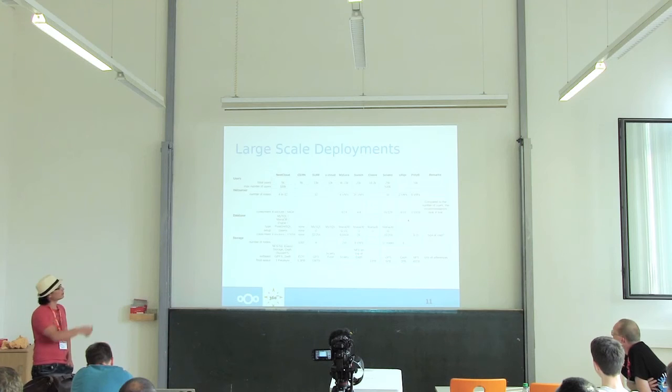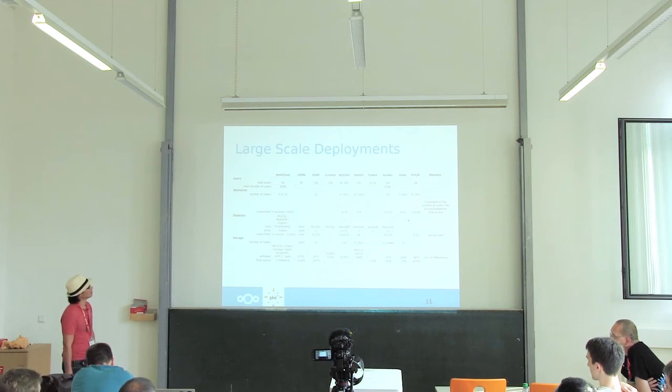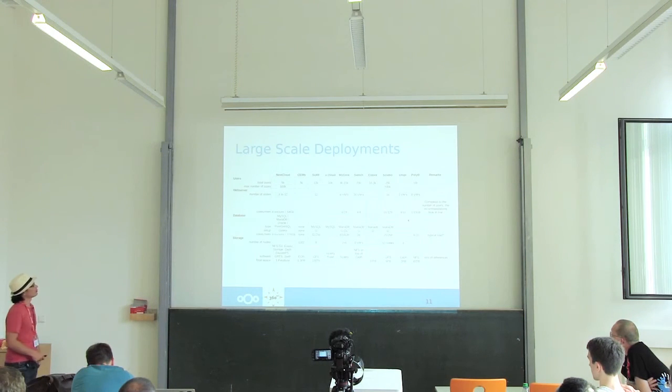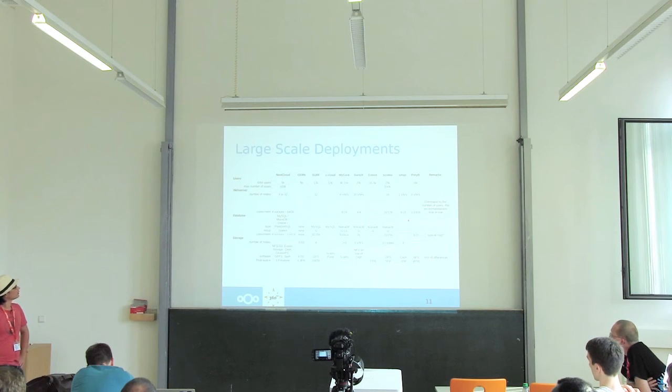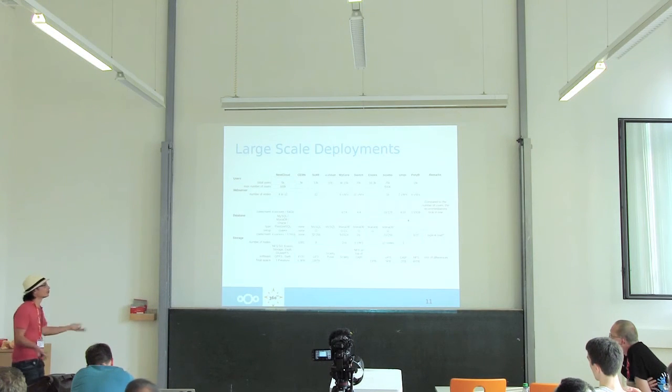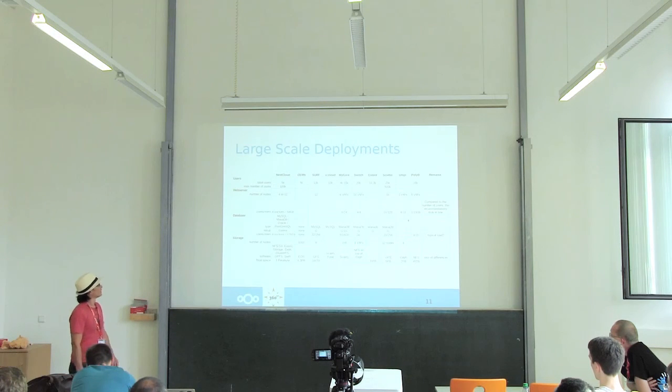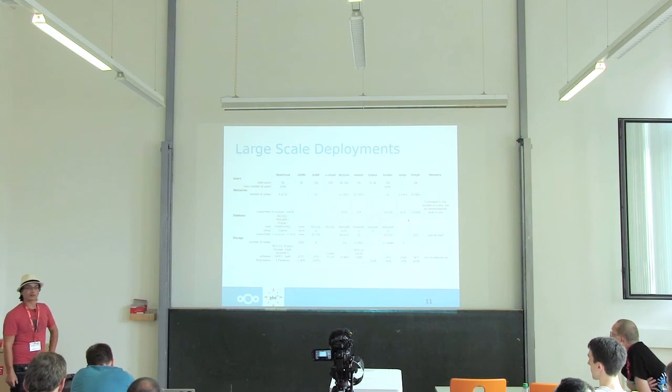So it would be more interesting to see what the actual load is on these systems. That's what I've asked, but I don't have that data yet. Yeah, the recommendation looks in line with what the customers are doing, I think. For the database, the recommendation is MySQL or MariaDB with Galera, but they also support Oracle and Postgres. I'm not sure if that's still the case. Okay, but it's actually moot because everyone uses MySQL and MariaDB, all in a Galera setup, I think. There's one exception, that's CERN, but that's a big exception.